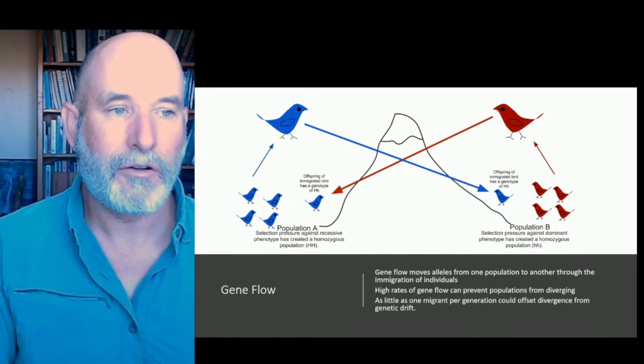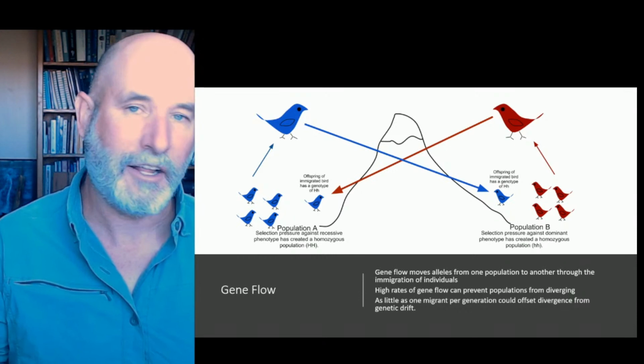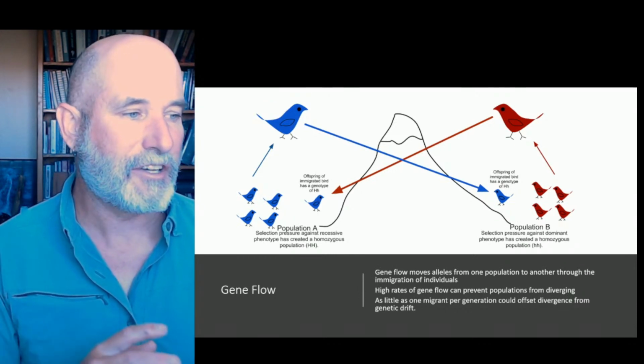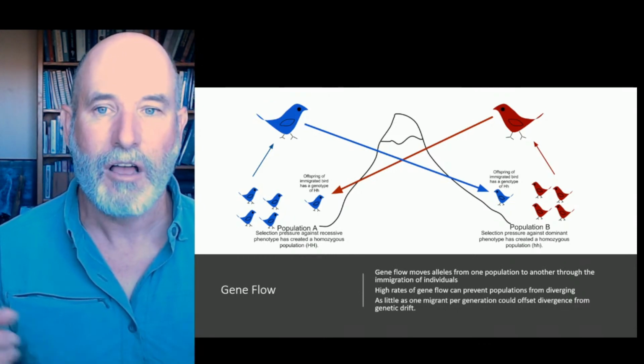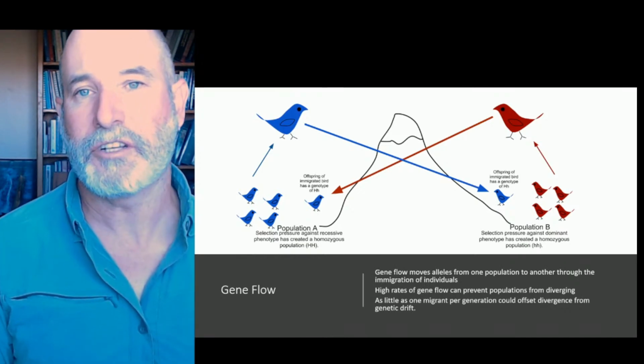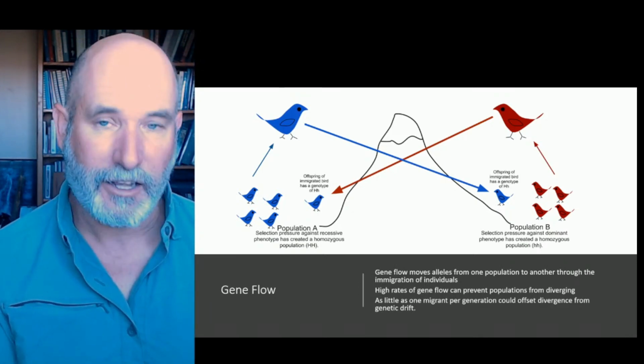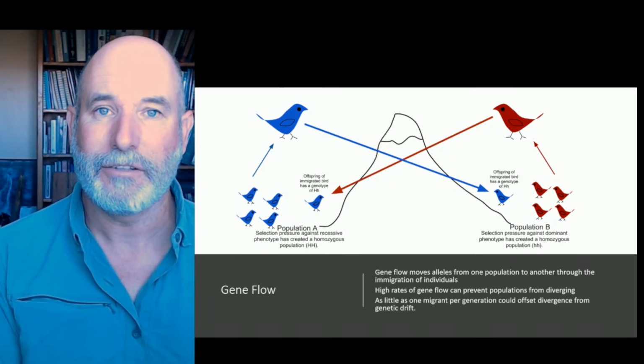Okay, so here's an example of a mountain. You could have population A and population B, one on each side of those mountains. Basically, they're under different selective pressure, but a little bit of movement of birds between those two populations would represent gene flow, bringing in new variability. And like I said, it doesn't take much.